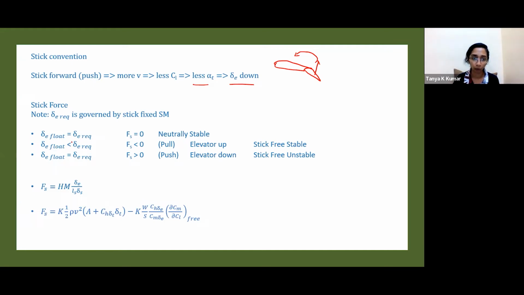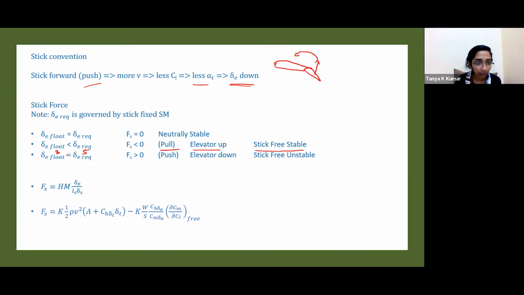Now, if your delta E float is less than the required delta E, that is, suppose your delta E float is some 3 degrees and your delta E required is 5 degrees, the pilot needs to deflect the elevator upwards by 2 degrees. If you have to deflect the elevator up, the elevator down is push, elevator up is pull. So you pull the stick, that is elevator up, and this condition is known as stick free stable.